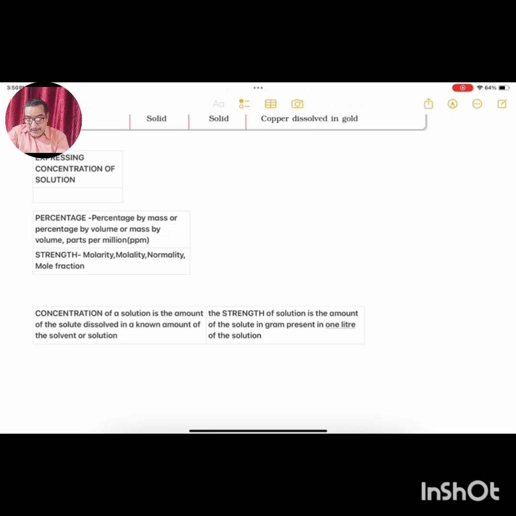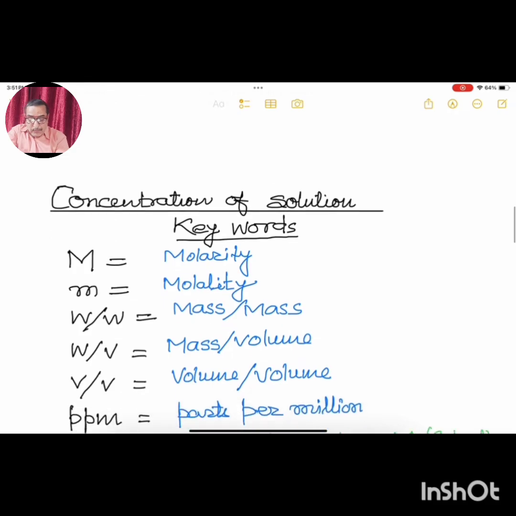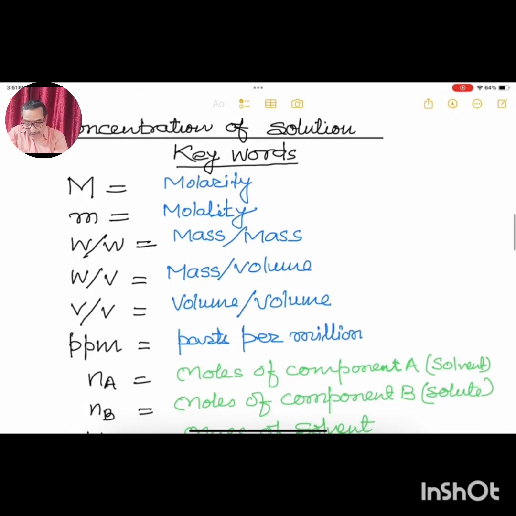solution. This concentration is expressed by using percentage: the percentage by mass, percentage by volume, mass-volume percentage, as well as the parts per million, that is also called ppm. Whereas for the strength of the solution: molarity, molality, normality and mole fraction. So we discuss one by one.